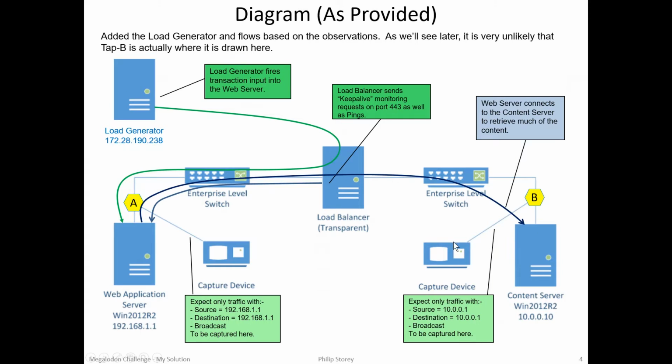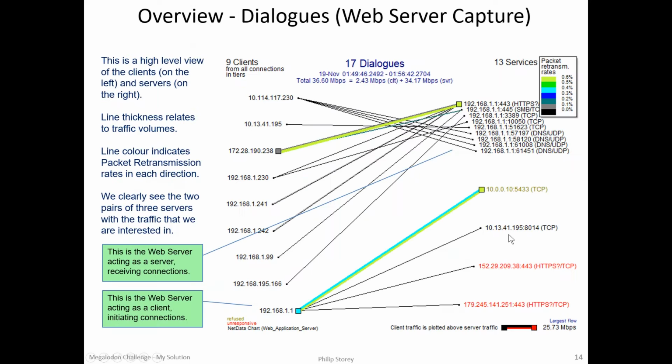Before we get into NetData itself, this is from a Megalodon challenge. There was a load generator sending traffic into a web application server, and in turn the web application server had back-end traffic to a content server, and the packet capture was done at the web application server. What that looks like in a dialog chart is that all the devices that act as clients appear on the left, and all the devices that act as servers appear on the right.